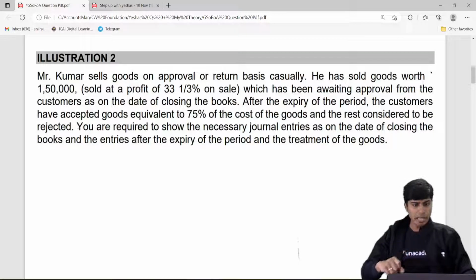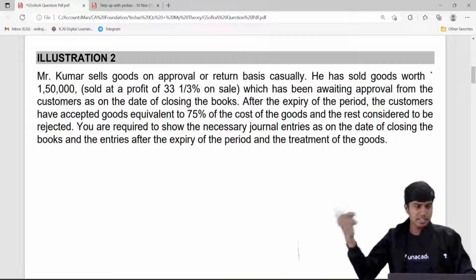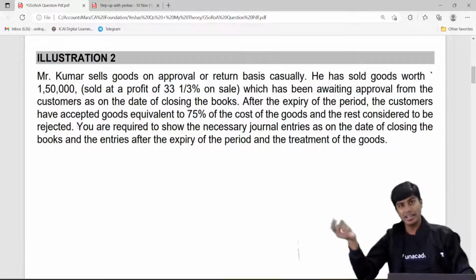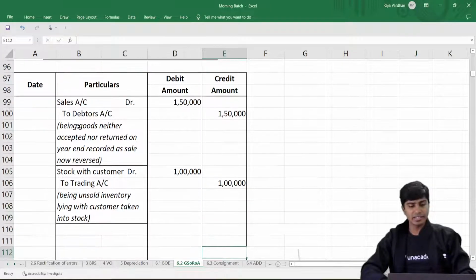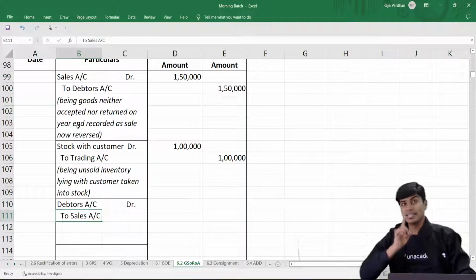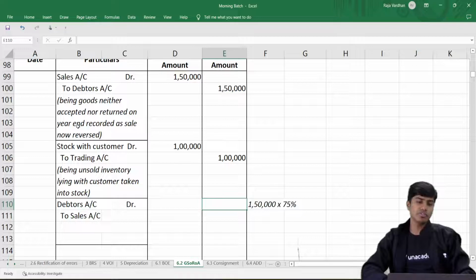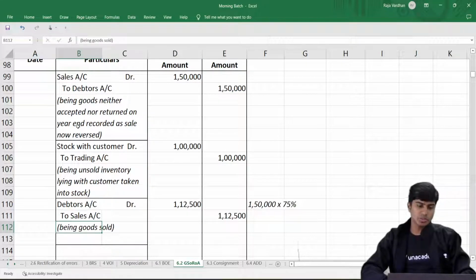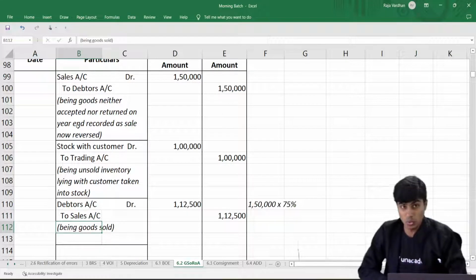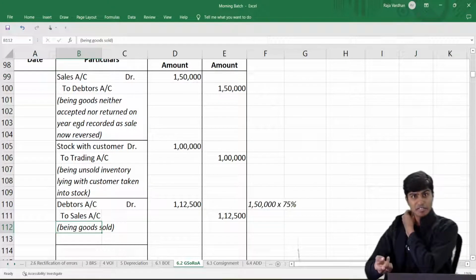You get that? And 75% of these goods have been accepted in the later period. So when it is accepted later, we would write the entry for sales, debtors to sales. But this would be for 75% of the stock, that is 1,50,000 into 75%, 1,12,500, being goods sold. Because we have reversed the earlier sales entry, now I have to write the fresh sale entry.